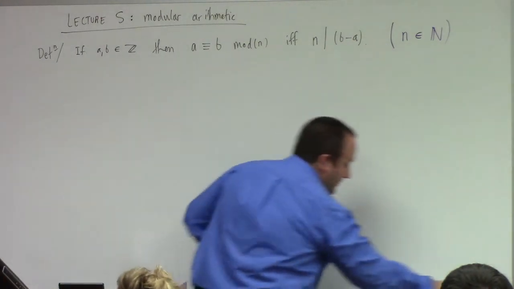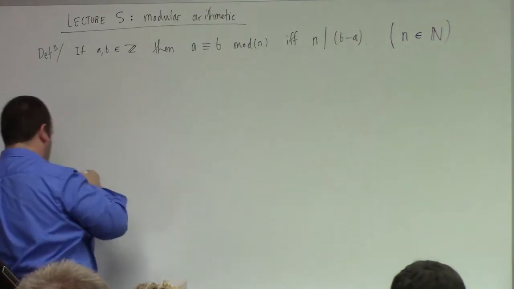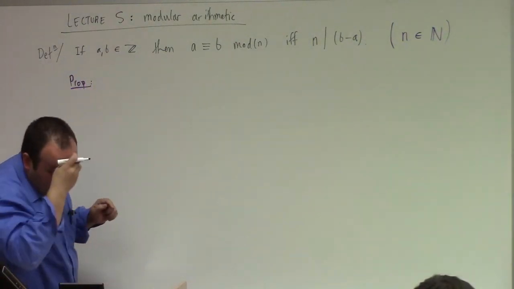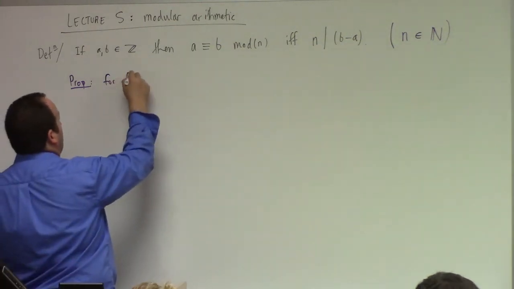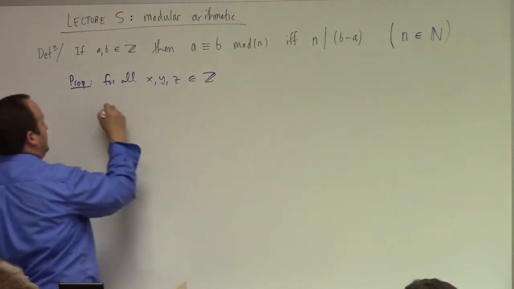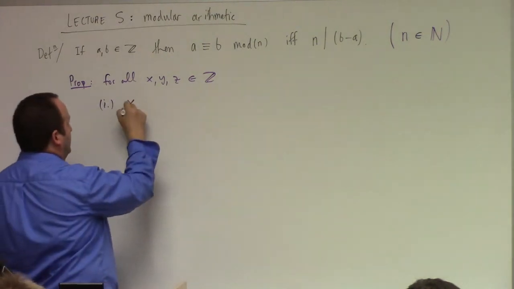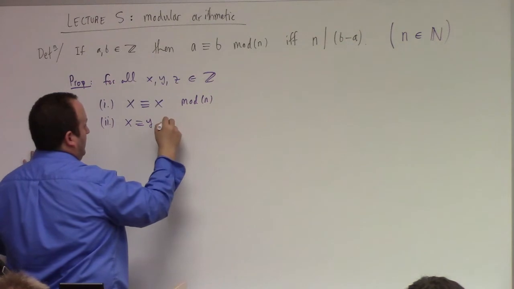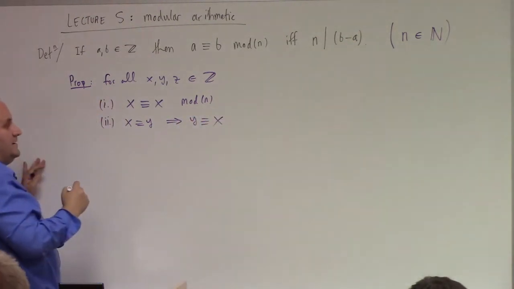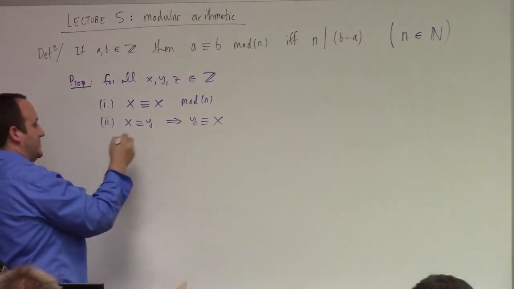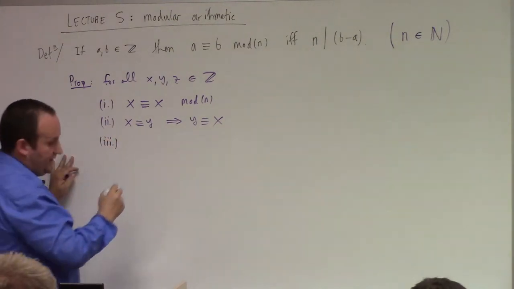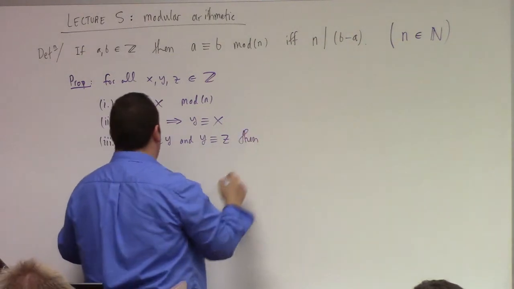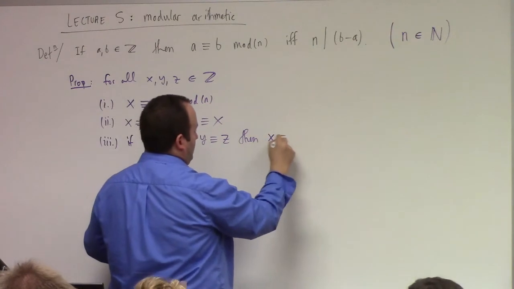So I'm going to get straight to it. Let me get a hopefully working purple marker. Here's proposition 1.54. For all x, y, z in the integers, we have a couple of things. Point 1, x is congruent to x mod n. 2, if x is congruent to y, that implies that y is congruent to x. If you don't mind, I'm going to skip the mod n sometimes here because it gets old. 3, if x is congruent to y and y is congruent to z, then x is congruent to z.